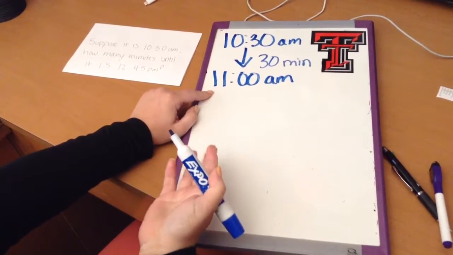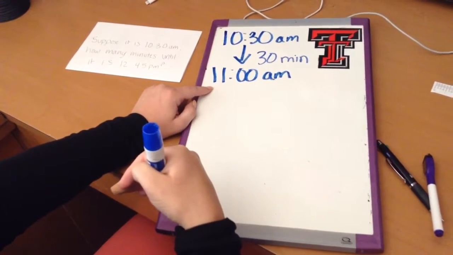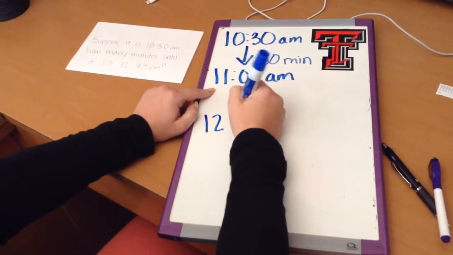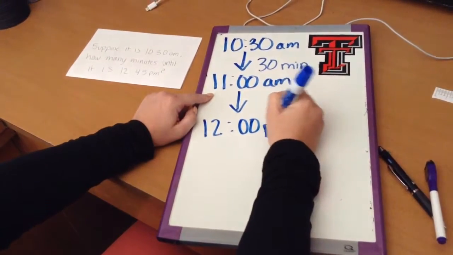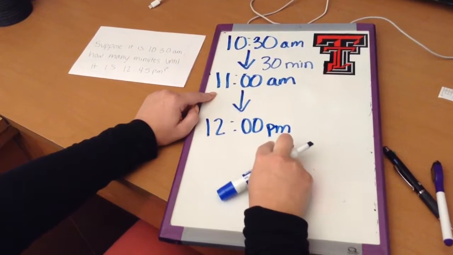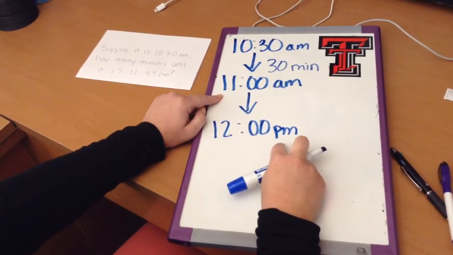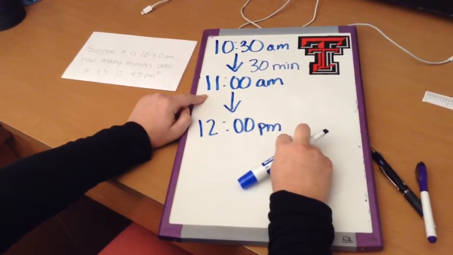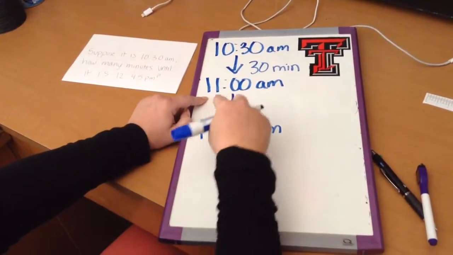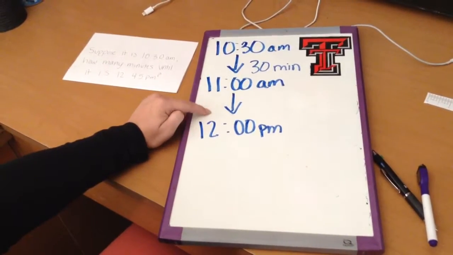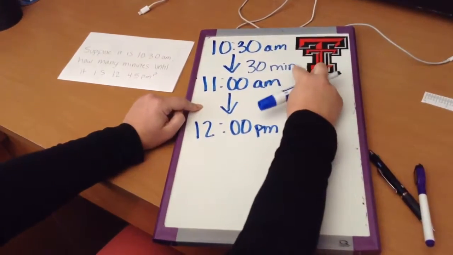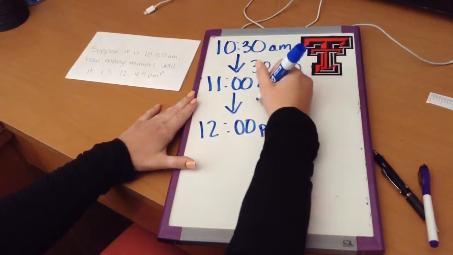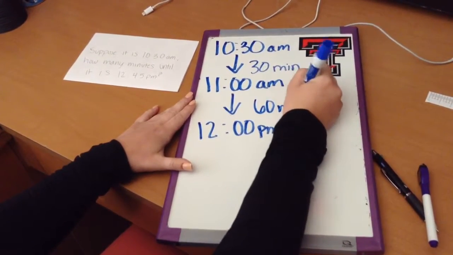Well, since we're working with 11, we can easily go up by 1 hour. We know 1 hour from 11 will be 12. And remember, when you get to 12 or noon, it becomes 12 p.m. instead of a.m. because you're now reaching the afternoon. And this is important to remember. And so, looking at 11 and 12, we know the time difference is 1 hour. But we're going to be working in minutes because our problem is asking how many minutes. And so we know 1 hour is 60 minutes.